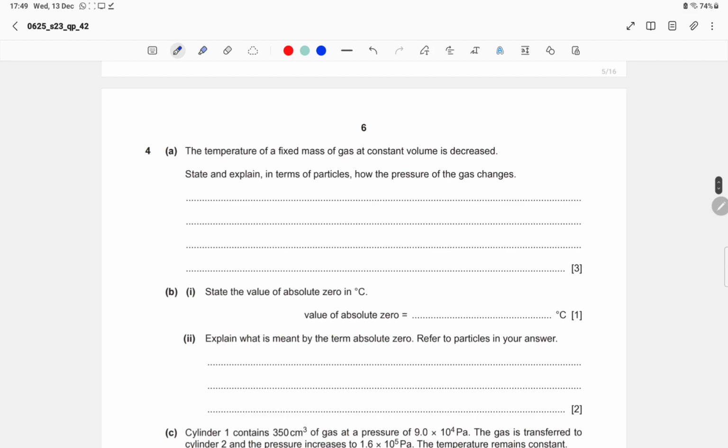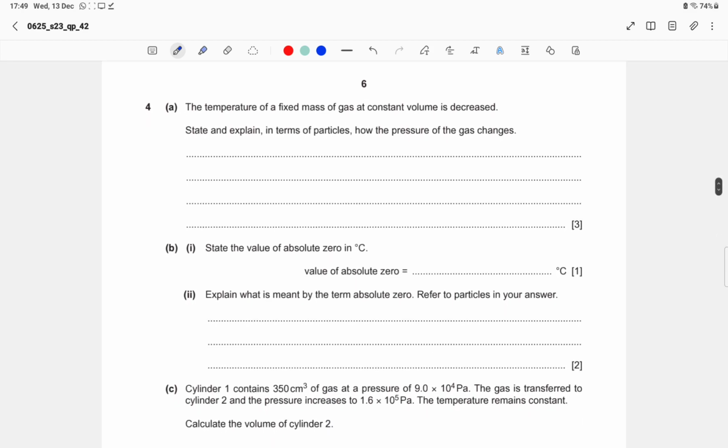The temperature of a fixed mass of a gas at a constant volume is decreased. State and explain in terms of particles how pressure of the gas changes. So obviously the pressure is going to decrease, velocity is also going to decrease, then there will be less kinetic energy. Obviously that will result in less momentum, and then collisions will be less because they have less kinetic energy, less velocity, the momentum is less, so there will be less force exerted on the walls of the container, and there will be less impulse change as well.